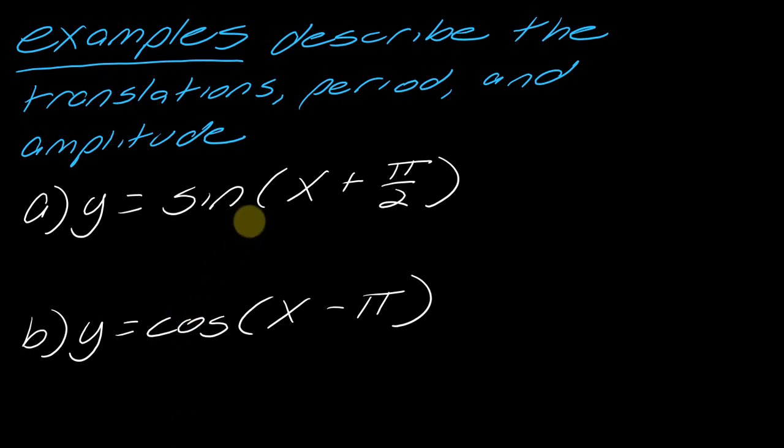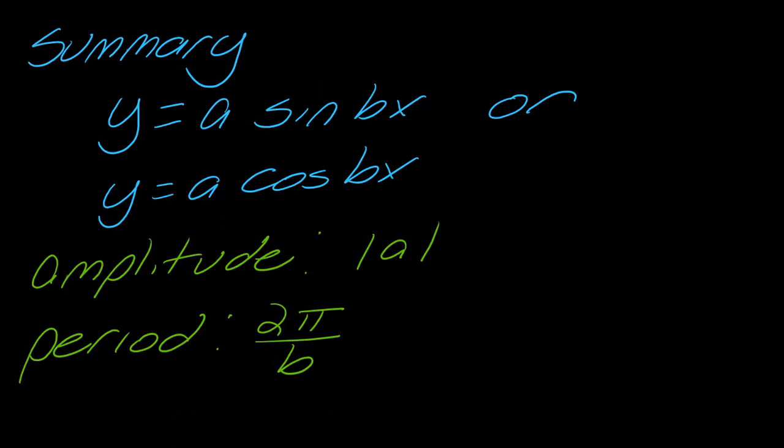So with period and amplitude, the types of functions that we were dealing with had this format before: a sine bx and a cosine bx. If you have a number directly in front of and attached to sine or cosine, you take the absolute value of it to get the amplitude. And if you have a number directly attached and being multiplied to x, you can figure out the period. So just a little reminder of that.